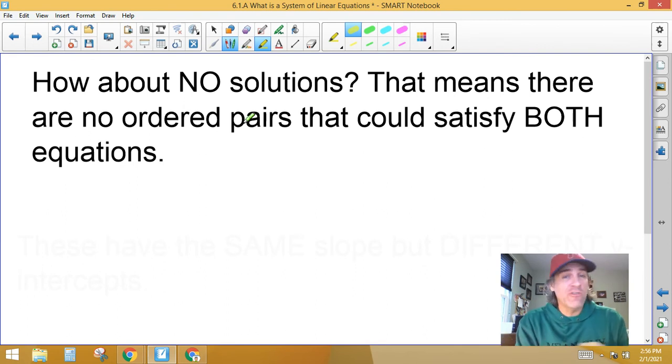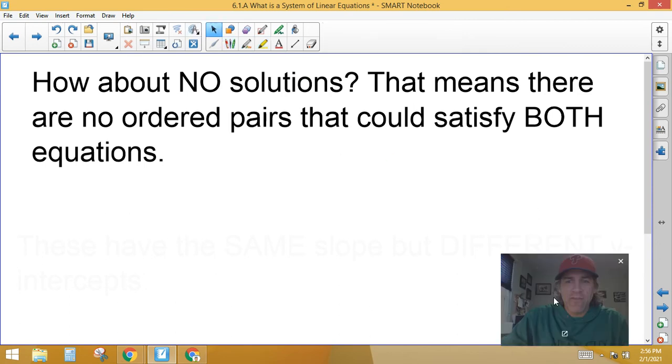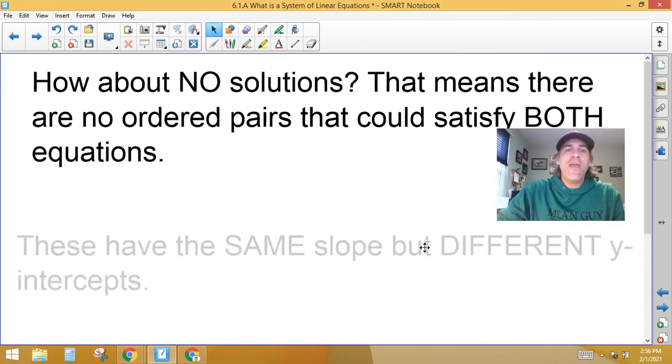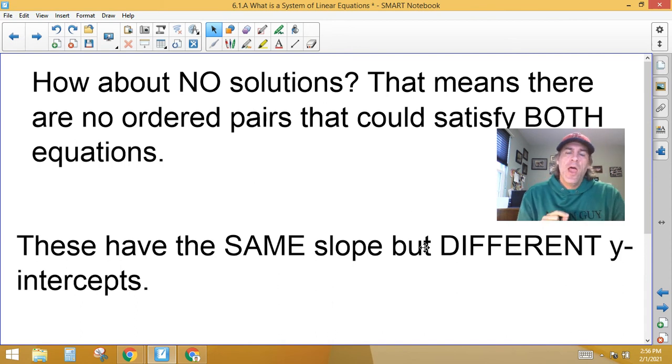Lastly, what about no solutions? That means there's no ordered pair that you can plug into both of them to make it true. You can't do it. So what does that look like? Well, this one's a little bit similar to the previous one. They have the same exact slope, but they have different y-intercepts. Little tiny details. You might need to pause again to catch up with some of these notes because I'm going kind of fast.